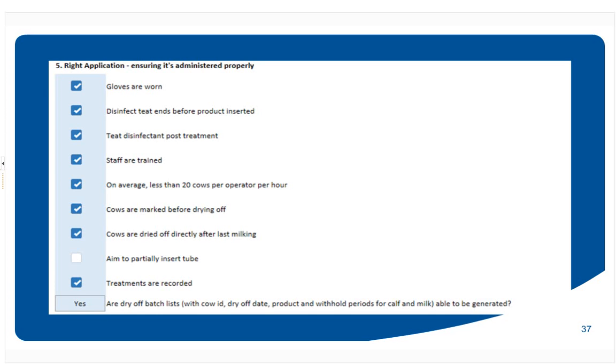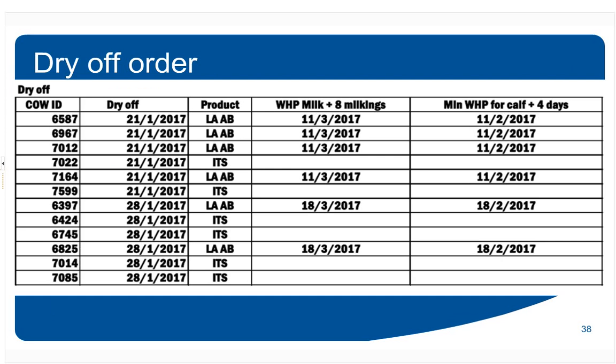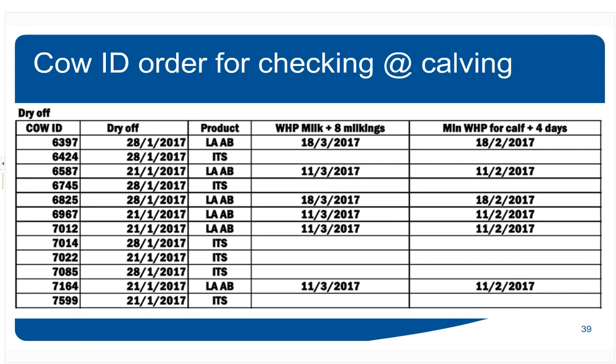And if we look at just an example here of a batch list for drying off, looking at the ID, the different dry-off dates, what product they're going to get, and the withhold period for milk and the withhold period for the calf. Very clear when you go to dry off a cow to actually then select or tick those cows that have actually been dried off. And then further, to establish a list in cow ID order. Really important for dairy staff to quickly work out when a cow calves, whether they're safe for the vat after their first 8 milkings, or after 4 days after calving. So those are examples of batch lists that I'm referring to there.